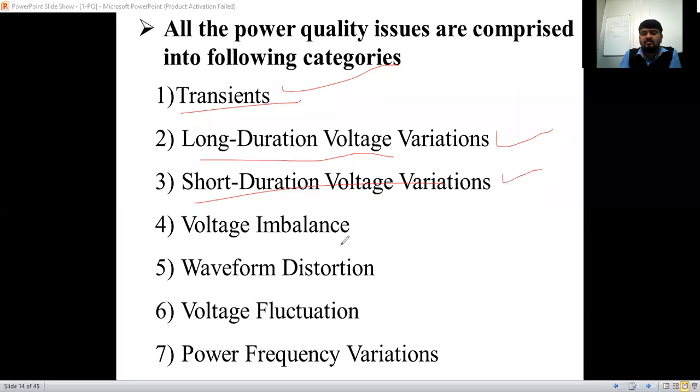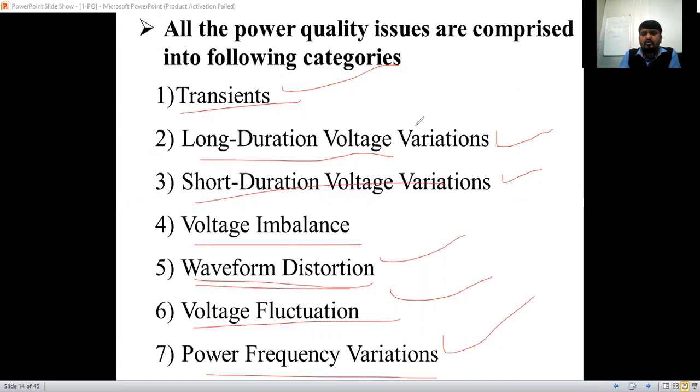We have discussed voltage imbalance. We have discussed waveform distortion, that is DC offset, flicker, noise, and some others. Voltage fluctuation we have discussed just now, and power frequency variations. So only two points are left according to your syllabus, that is standards and the CBEMA curve, the Computer Business Equipment Manufacturing Association curves or standards.